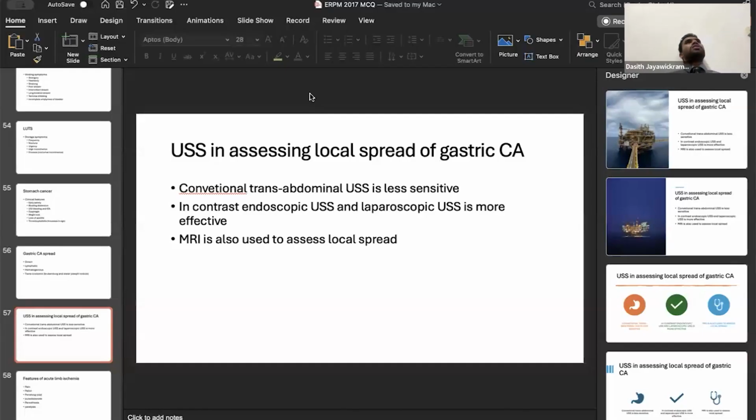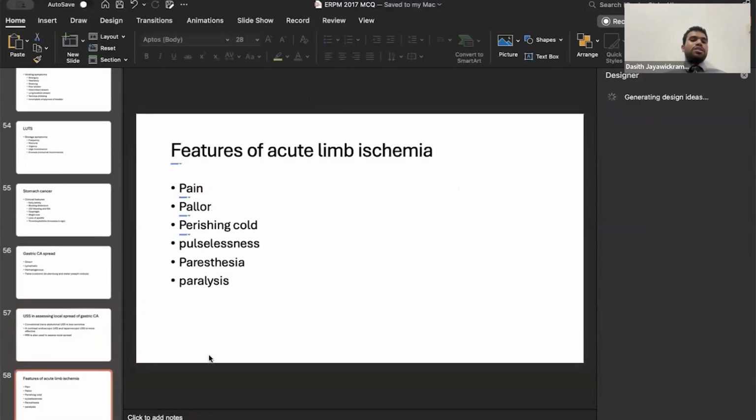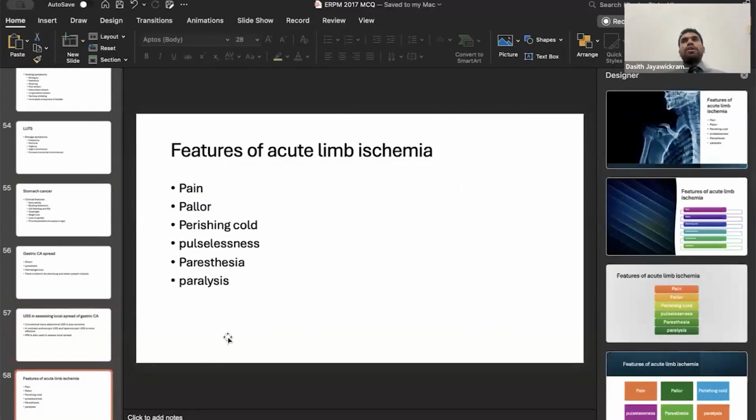So what are the features of acute limb ischemia? This is a traumatic acute limb ischemia. There are six features: pain, pallor, perishing cold. It's called perishing cold, not just cold. Pulselessness, paresthesia, and lastly paralysis. Depending on this, we classify the limb according to the Rutherford classification. There are three grades: 1, 2A, 2B, and 3. Depending on that, we determine our management. So these are the pain, pallor, perishing cold, pulselessness, paresthesia, and paralysis.